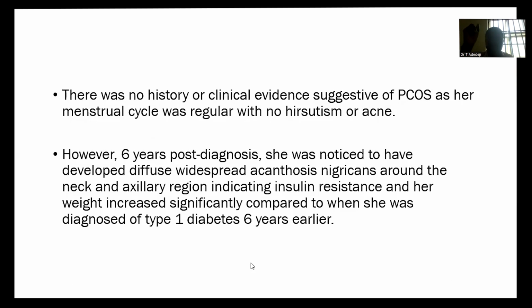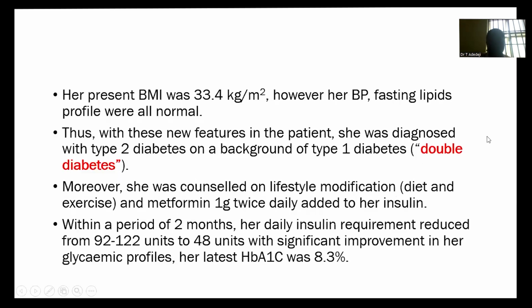However, 6 years after diagnosis, she was 11 years old at the initial diagnosis with type 1 DM, but when she became 17 years old, she was noticed to have developed diffuse widespread acanthosis nigricans around the neck and axillary region, indicating insulin resistance, and her weight increased significantly compared to when she was diagnosed with type 1 diabetes mellitus 6 years earlier. Her BMI became 33.4. However, her BP and fasting lipids were still normal.